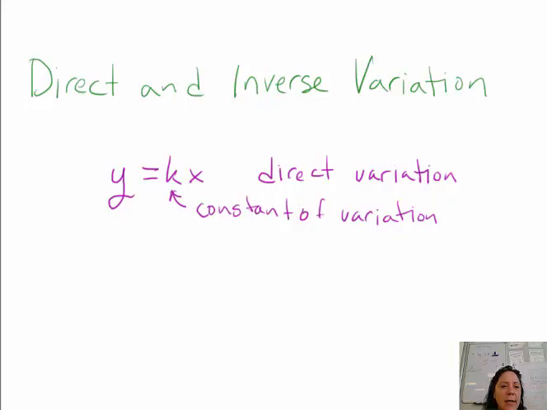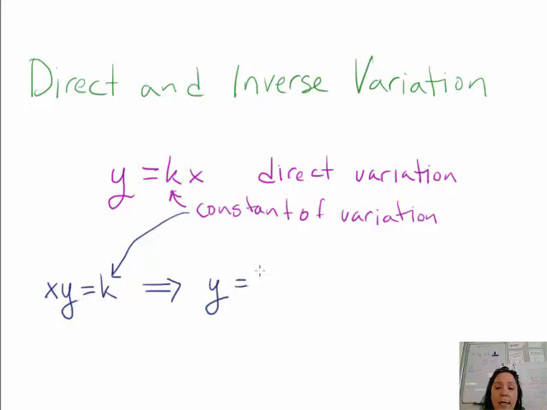Let's take a look at the overview of inverse variation. Remember that inverse variation is where we had our constant product, xy equals k. K is still our constant of variation, but if I want my general equation, I need to have it in the form of y equals. So I'm going to divide both sides by x, and I get y equals k divided by x. And again, k is still our constant of variation.